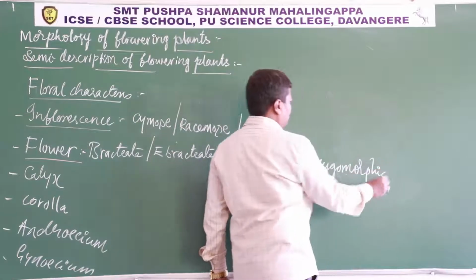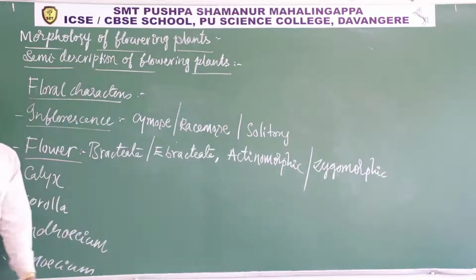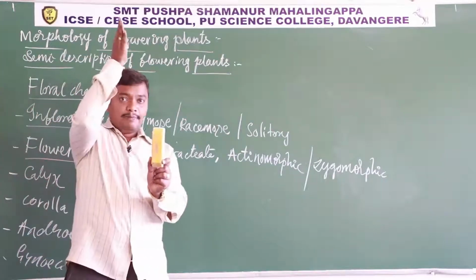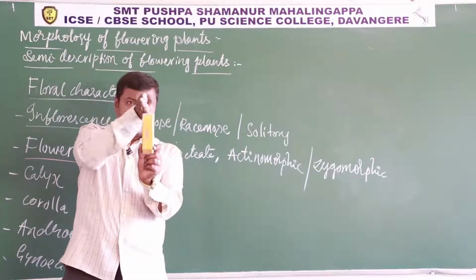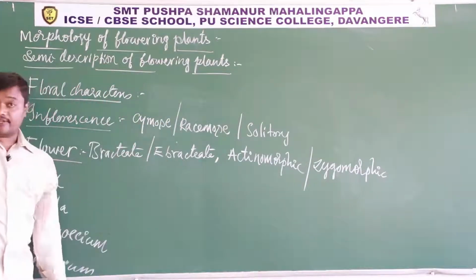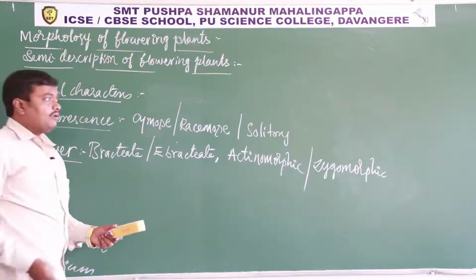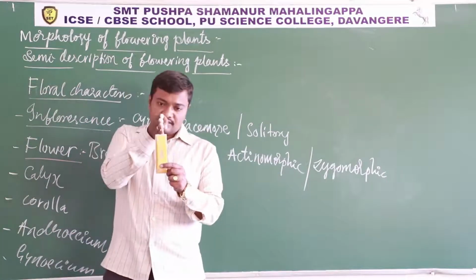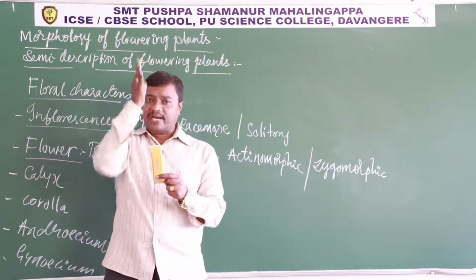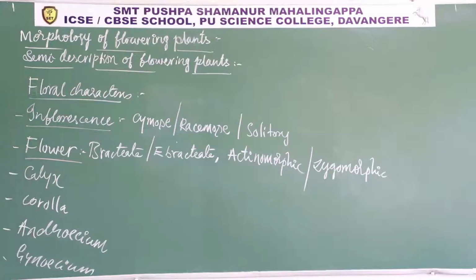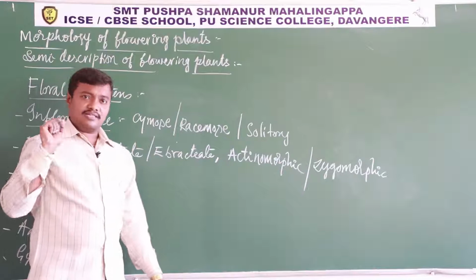Then let me tell you what is actinomorphic and zygomorphic. So if a flower can be cut into two equal halves in any plane, whichever plane you cut it in, it gives two equal halves, that is called actinomorphic. Whereas in zygomorphic, two equal halves can be obtained only in one plane, either in this direction or in this direction. Only one plane, if you get two equal halves, then it is called zygomorphic. So two types of flowers based on symmetry, actinomorphic or zygomorphic.